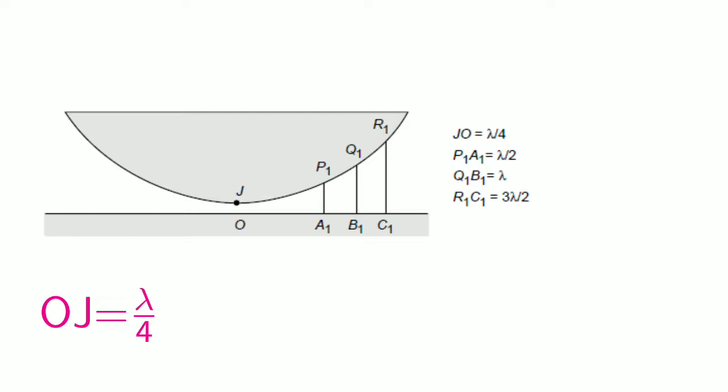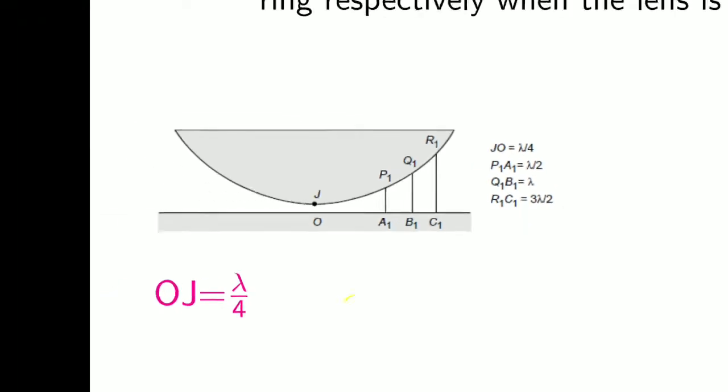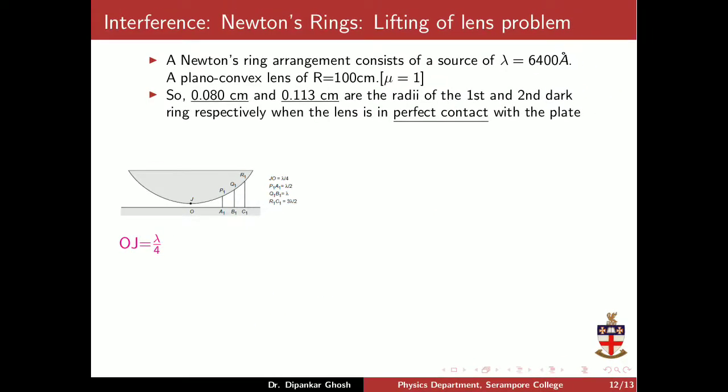We are again having 3 locations. By now you can guess A1, B1 and C1 will be the new locations of the 3 dark rings. So P1A1 is lambda by 2, Q1B1 is lambda, and R1C1 is 3 lambda by 2. Okay. Lens has been lifted by lambda by 4.